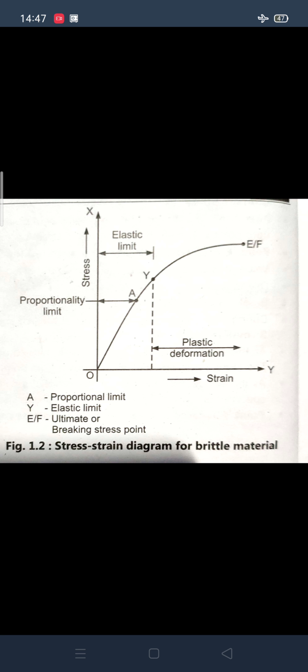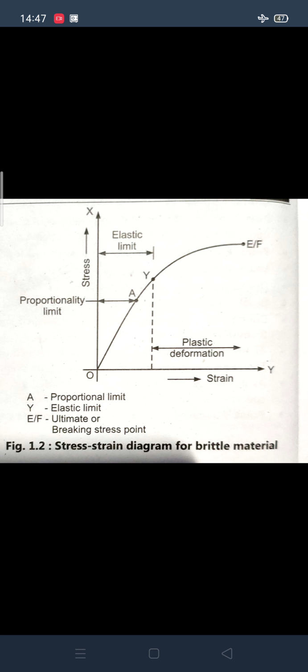The best example of this kind of material is your clay. When you apply different shapes on different coloured clay, it will undergo permanent deformation. Therefore, design of parts made of brittle material is based on ultimate stress.